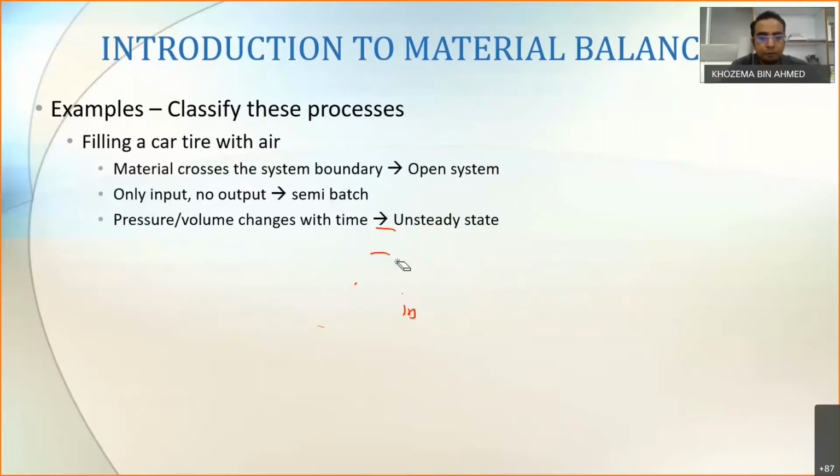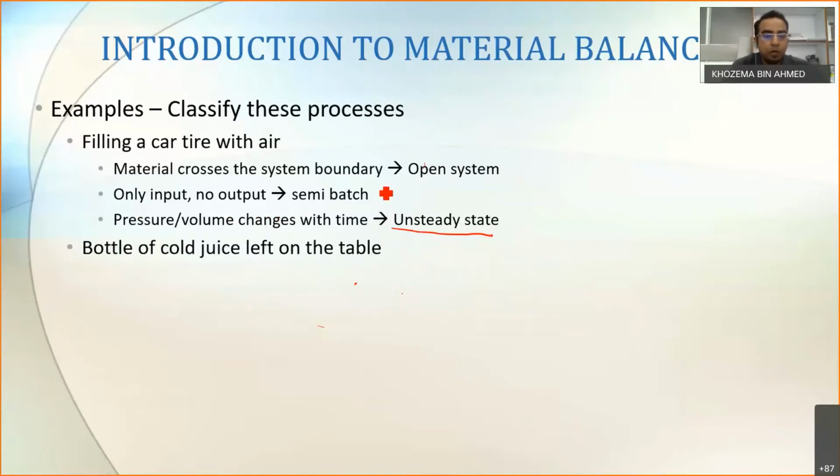So you have material crossing the system boundary, so it's an open system. You have only input and no output, so it's a semi-batch process. The pressure or volume changes with time, so it is an unsteady state process.